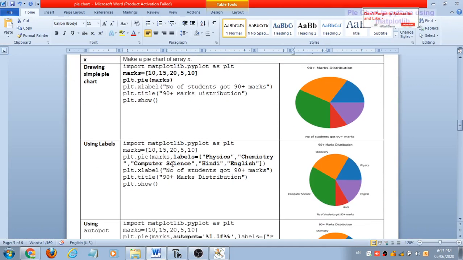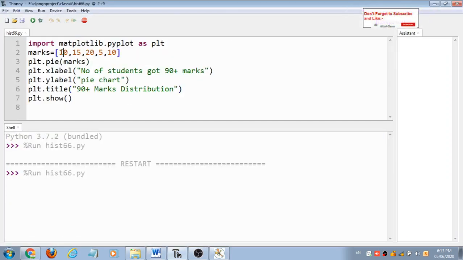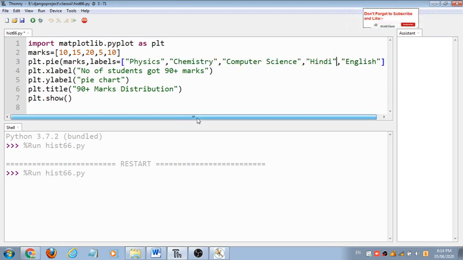Okay, so let's use the labels. Similarly, like the other chart, we can use the labels, and then the legend. So let's use these labels, because it has 5 values. For each value we are taking a label argument. For labels equal to physics, chemistry, computer science, this means the first value 10 corresponds to physics, then this 15 corresponds to chemistry. So like this we are doing. Let's execute this.